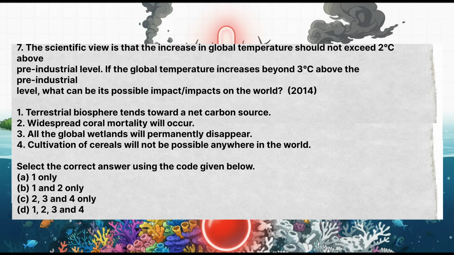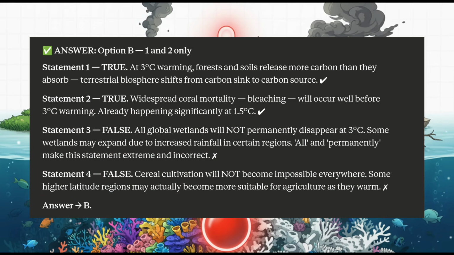Pause 8 seconds. Answer, option B, 1 and 2 only. Statement 1 true. At 3 degrees Celsius warming, forests and soils release more carbon than they absorb. Terrestrial biosphere shifts from carbon sink to carbon source. Statement 2 true. Widespread coral mortality, bleaching, will occur well before 3 degrees Celsius warming. Already happening significantly at 1.5 degrees Celsius.